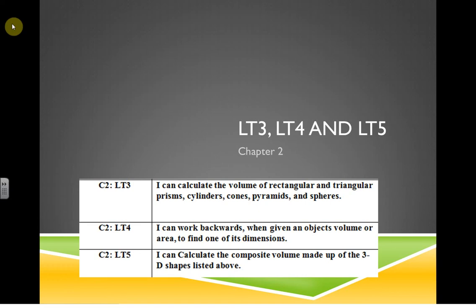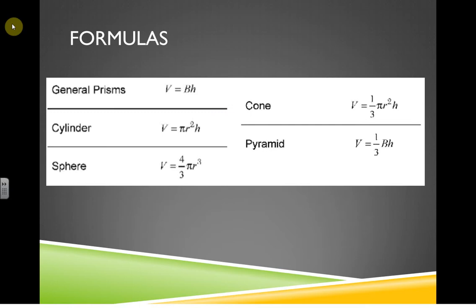Hi everybody, we are moving on to learning targets 3, 4, and 5, so we got a whole lot of stuff going on here, and we are going to figure out how to do all of these, so here we go. Alright, these are the formulas you are given. So it looks like we're given quite a lot actually.